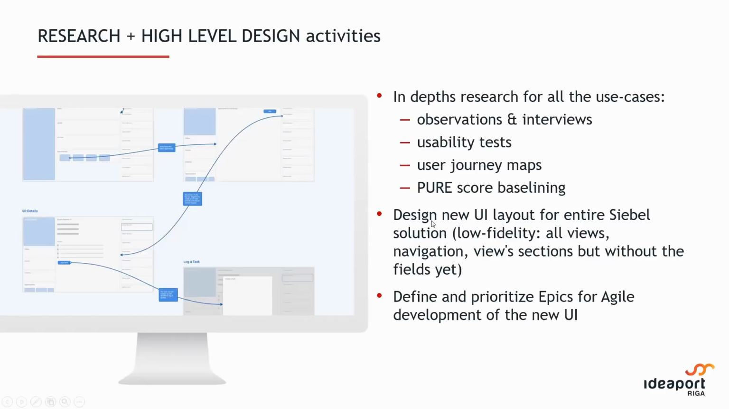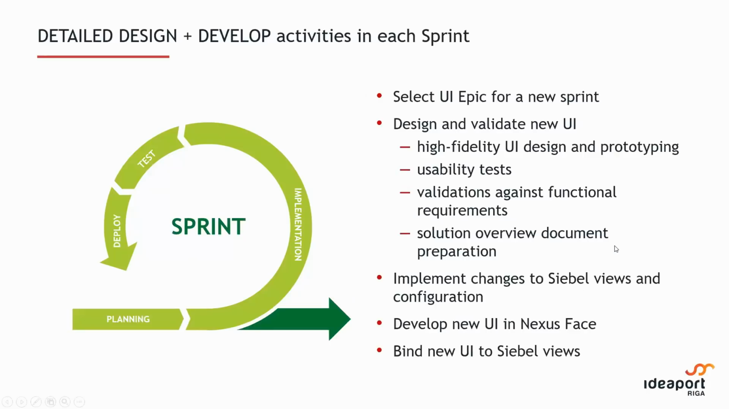Once this research is done, again, we do low fidelity new UI design for the entire Siebel, like all the views, all the navigation, view sections, but without the fields. And then we prioritize epics for the agile development. And with agile development, we work in sprints. So we pick one UI epic for a new sprint.